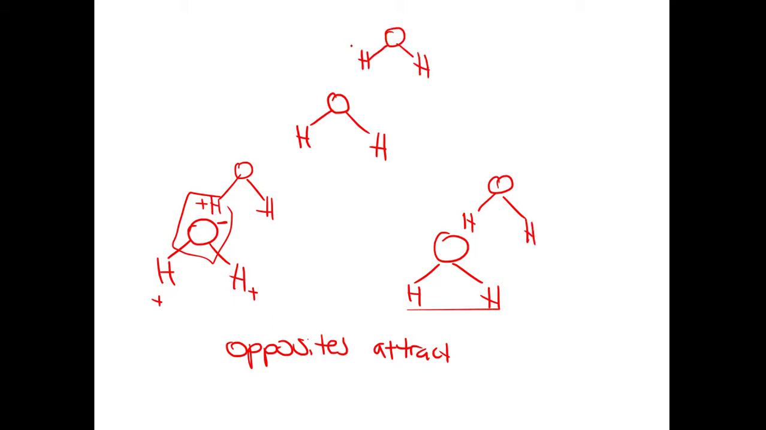When this hydrogen from one water molecule is attracted to the oxygen of another molecule, they form a bond, and we draw it with a dotted line. This dotted line is a special kind of bond called a hydrogen bond. Remember I told you at the beginning of this chapter that there's 3 types of bonds. We already talked about ionic and covalent, and the third is the hydrogen bond. So this is what the hydrogen bond looks like.